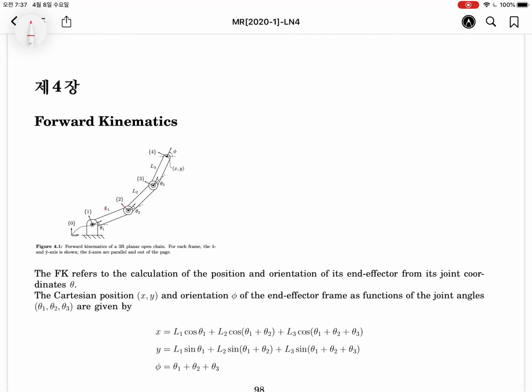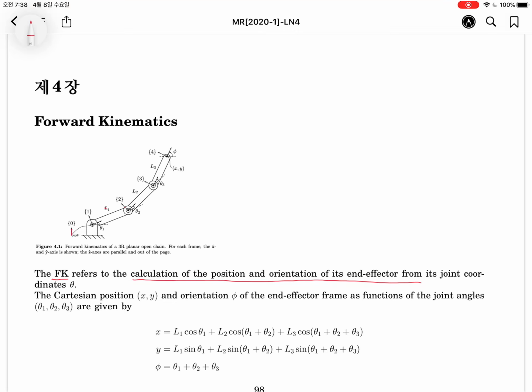So I'd like to recommend you to learn in depth and in detail the product of matrix exponential. Okay, the forward kinematics is related to calculation of the position and orientation of the end-effector.